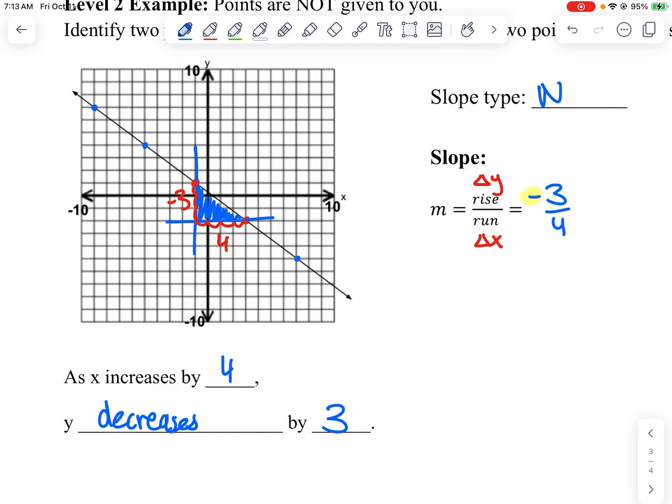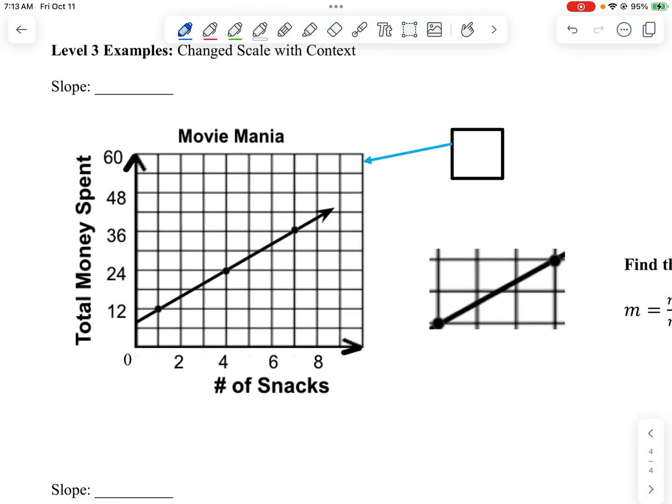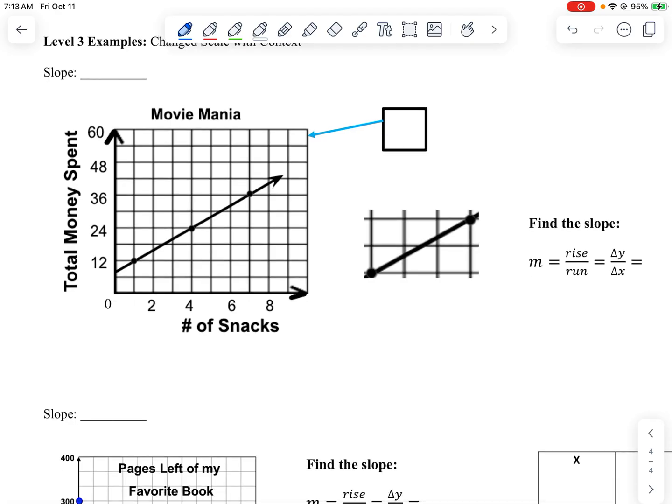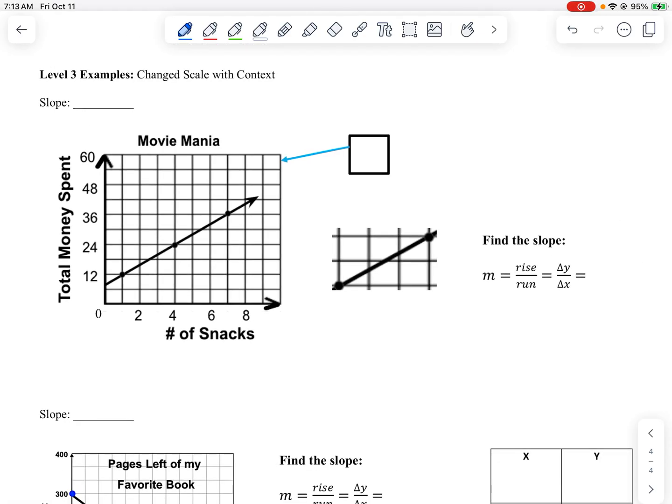Depending on what you are asked to do, you may or may not watch the next examples. The next examples I'm going to show you on a graph with context. I can see here the graph is titled Movie Mania. It says total money spent and number of snacks. Based on the number of snacks, the money I spend is going up at a constant rate, which means I'm paying the same amount of money per snack. I also paid some amount of money at the start, which I imagine, given that it's titled Movie Mania, was the cost of my ticket.